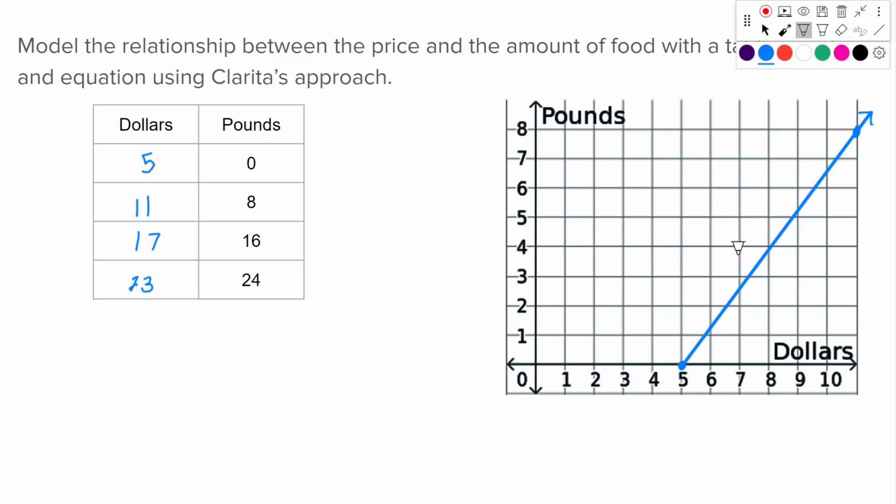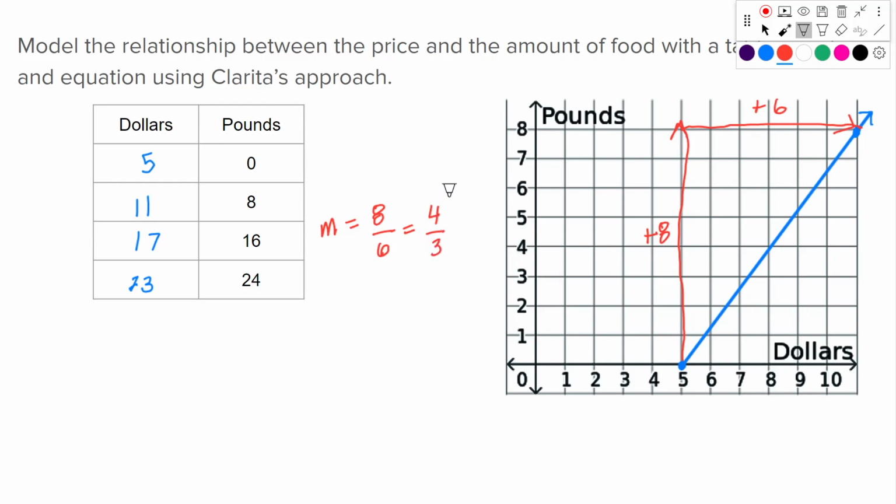Now you notice Clarita doesn't end up with a y-intercept, she actually has an x-intercept. And if we check the slope from the graph, we would be going up 8 and to the right 6. So if we look at that slope, we have m equals a rise of 8 over a run of 6. Now we can simplify that. Both of these can be divided by 2. So this becomes 4 over 3.